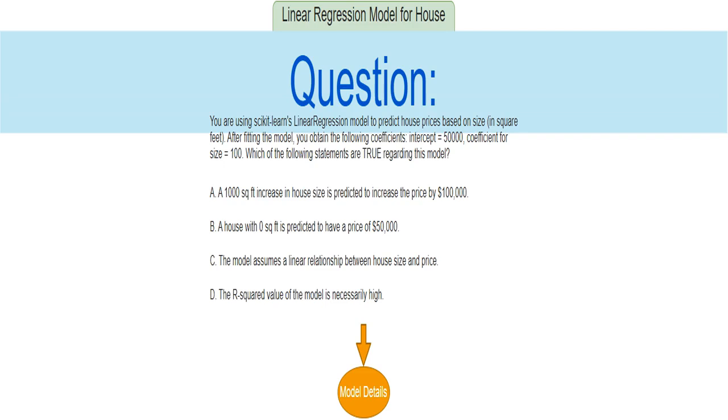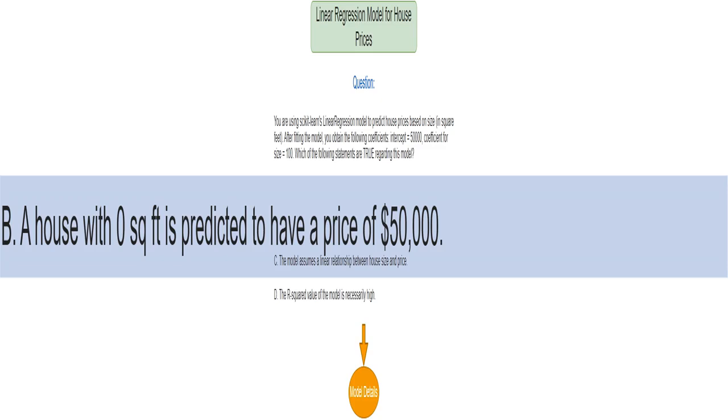This statement checks your understanding of how the coefficient works with the model. A 1,000 square feet increase would indeed translate to a price increase of $1,000 times $100, which equals $100,000.